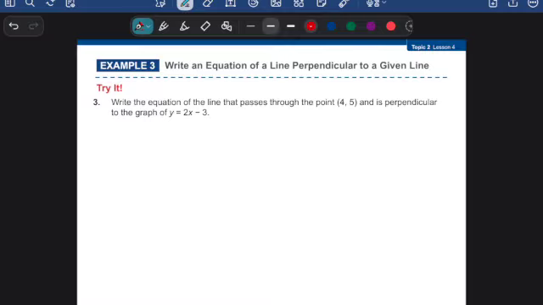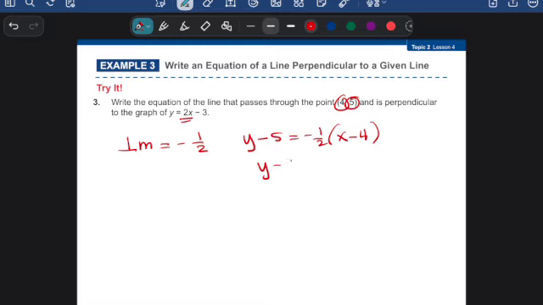Write the equation of a line that passes through this point, (4, 5), and is perpendicular. So again, identify the slope. The slope is 2, so my perpendicular slope needs to be the negative reciprocal. Now I'm going to plug it into point slope form. Y opposite my y value is positive 5, equals my slope times x opposite my x value, which is positive 4, so I'm going to have negative 4. And then we'll just distribute.